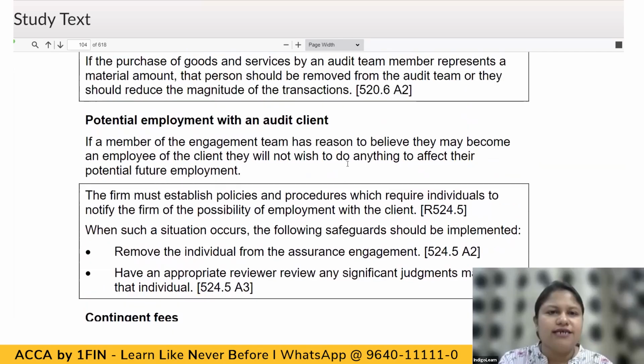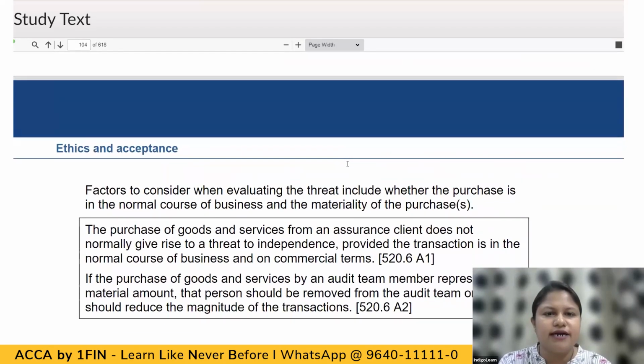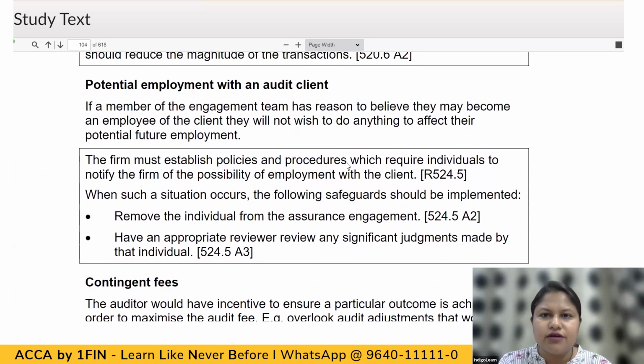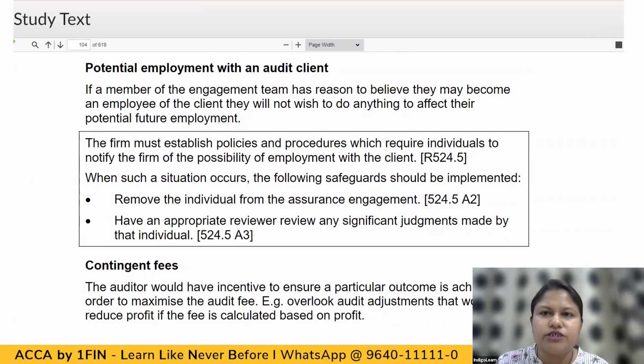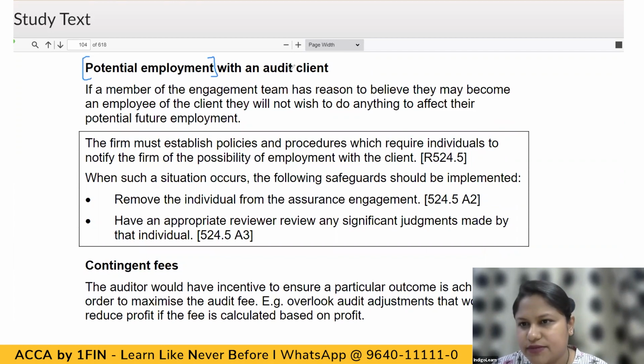All right. So the last discussion that we had was regarding business relationships, and I believe everything has been clear till here. So we now take up the next one, which is regarding potential employment with the audit client. Potential employment means that you have some intention to get employed with the audit client. Let us take an example to understand this.